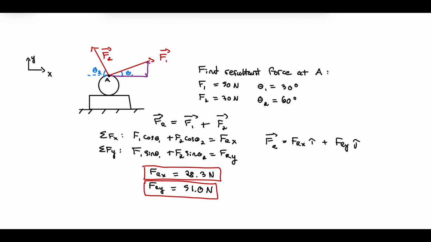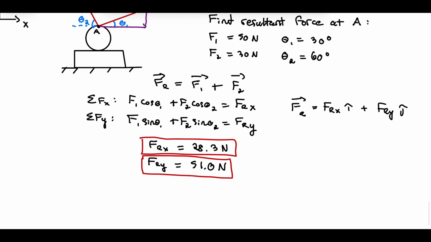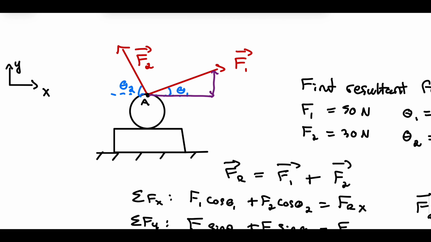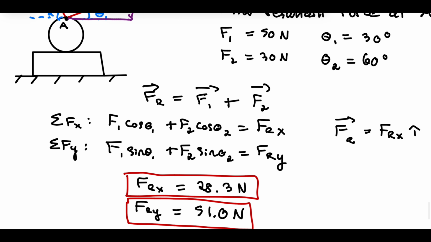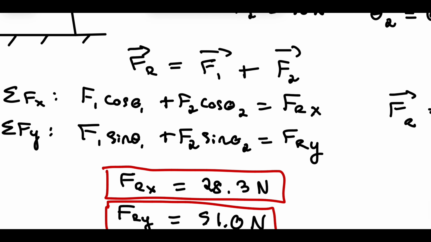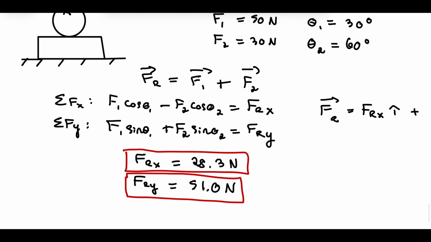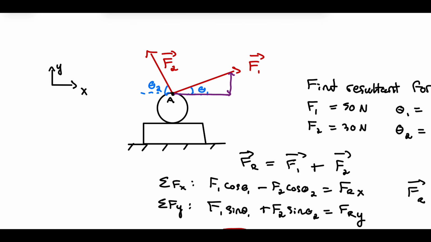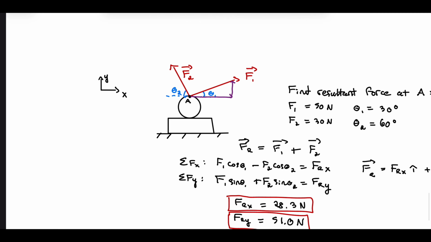Okay, so calculating the values, you get that FRx is equal to 28.3 newtons and FRy is equal to 51.0 newtons. Now, it's important to notice for this example that based on our coordinate system, the x component of F2 is actually pointing in the negative x direction. So in this equation right here, technically speaking, there should be a negative sign. Make sure you catch your basis and what direction your forces point relative to that basis when you're computing vector equations like this.